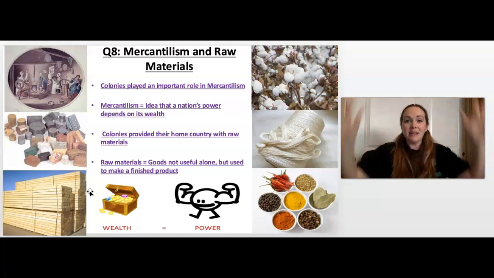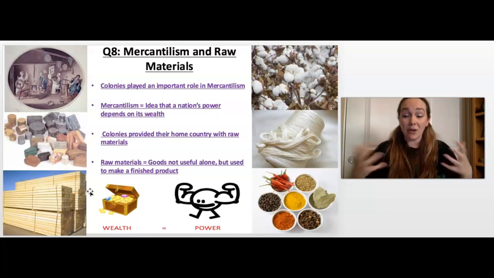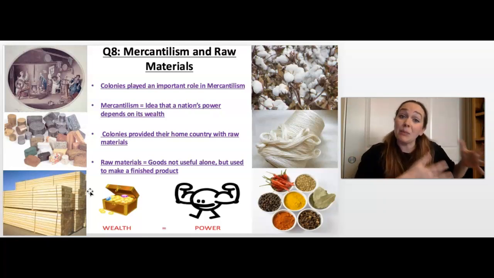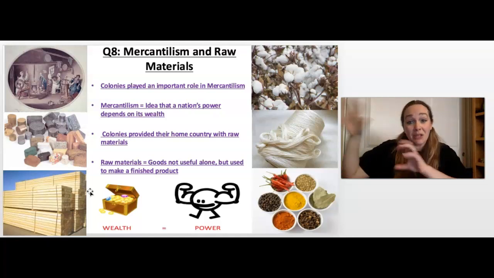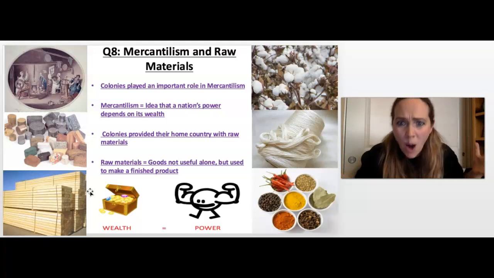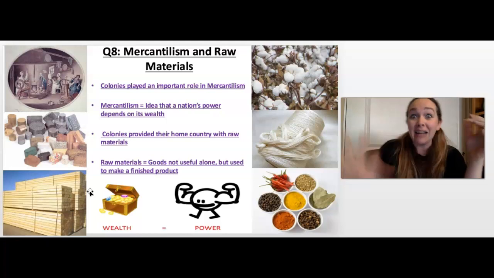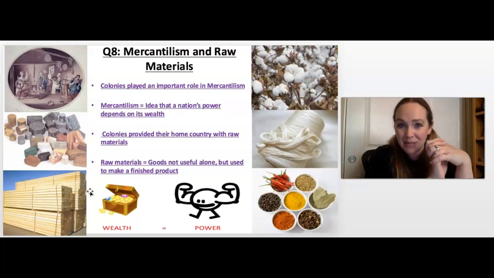So the colonies were an intricate part of the mother countries back in England getting wealthier and wealthier, because the colonies are providing all of this raw material for the mother countries to use to make more products, to sell more things, to become more powerful and more wealthy. All right. So that is kind of the whole cycle of what is happening there.